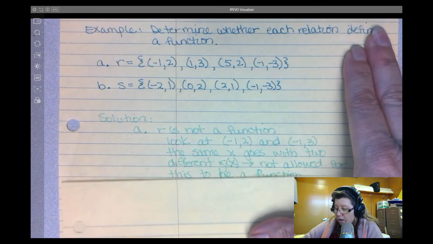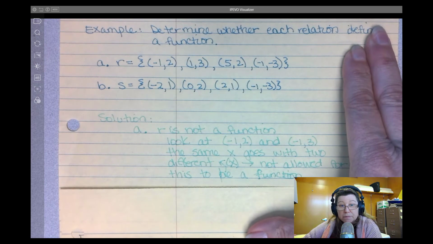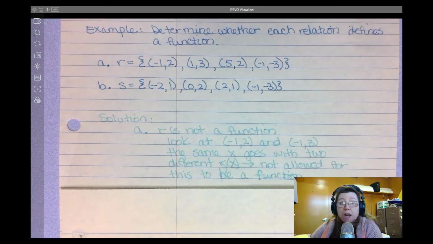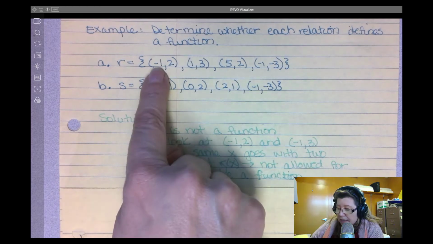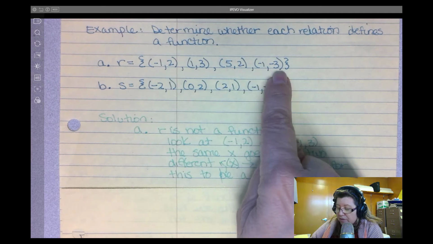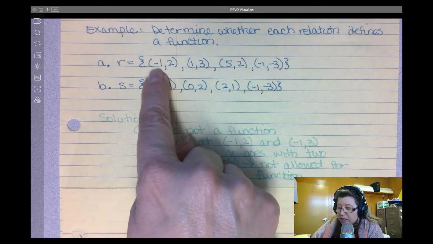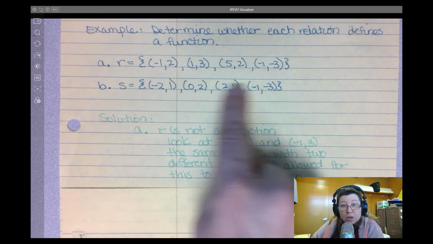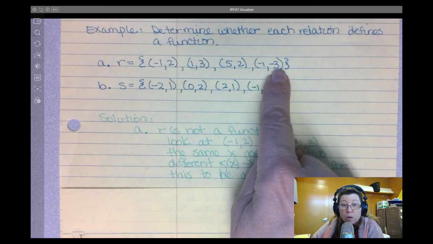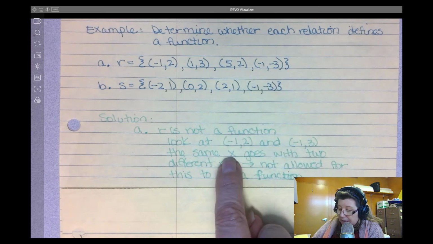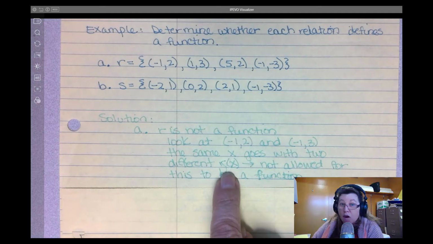Now, R is not a function because, remember, we're not allowed to double up on the x values. We're totally allowed to double up on the y values. But when you're looking at (-1, 2) and (-1, 3), that x value is going not only to 2, but it's going to 3 as well. And because the same x goes to two different y values, that's not allowed. And this is a relation and not a function.